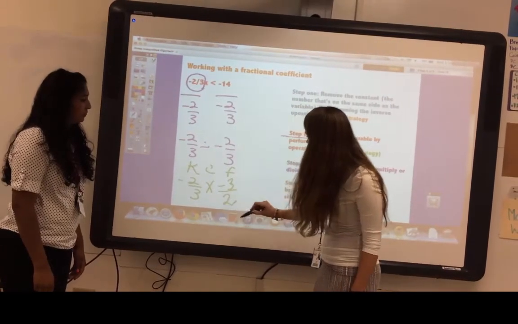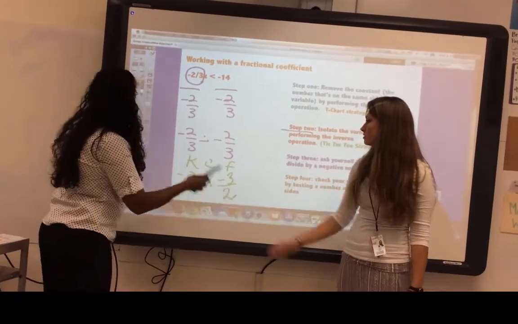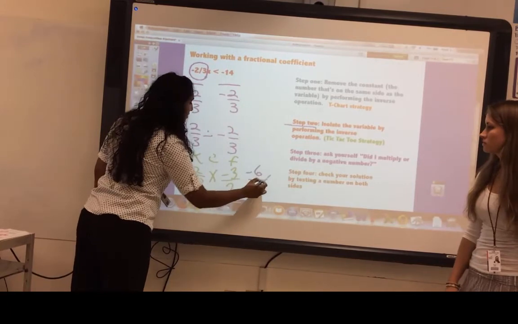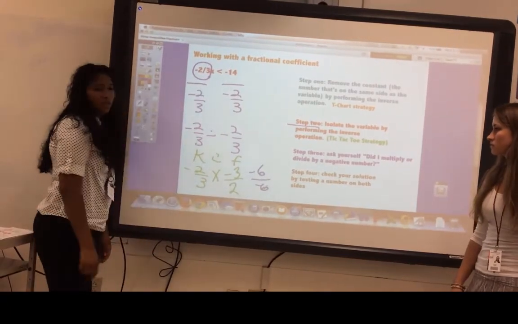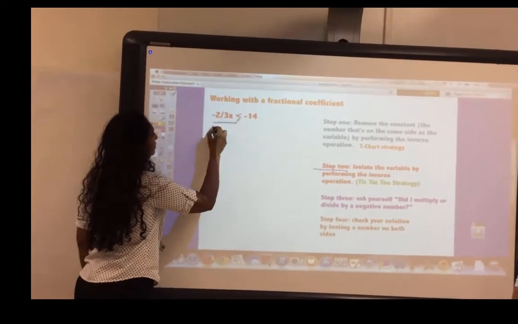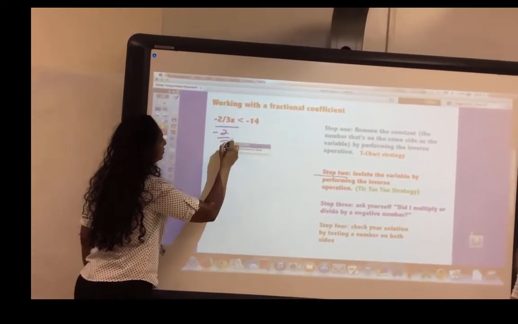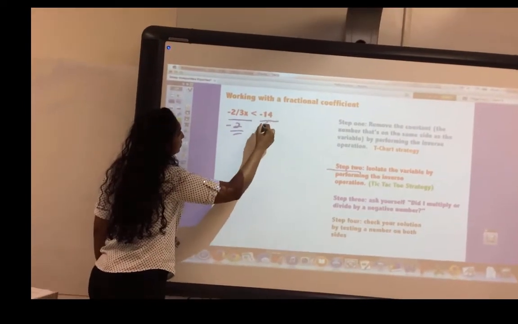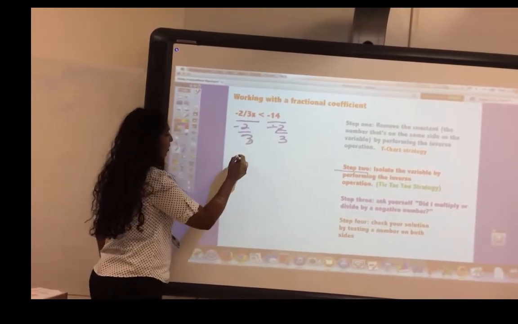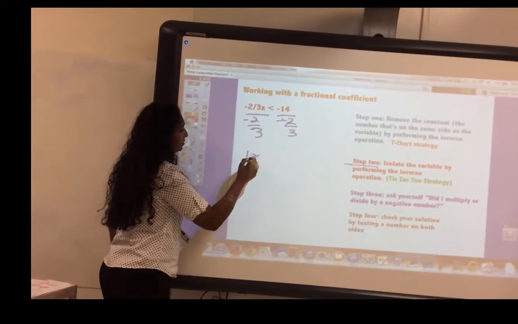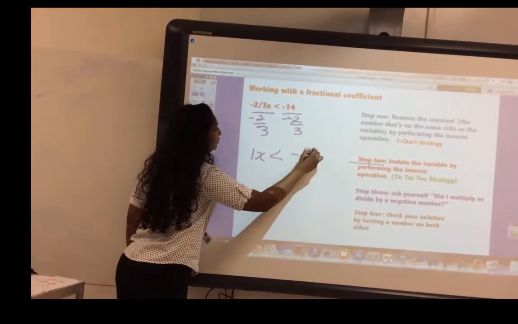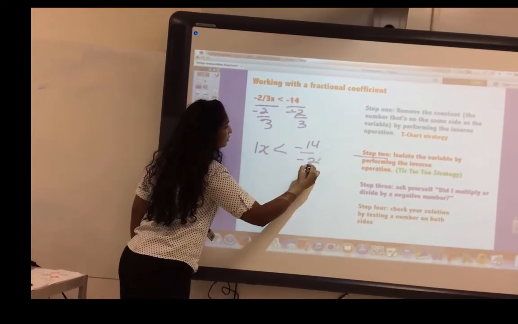Over 2. Okay? And when we multiply, we're going to see that we end up with negative 6 over negative 6, which has a value of 1. Okay? So when we divided by a negative 2/3, we got 1. So we got 1x, and remember we don't have to have that 1 there, is less than negative 14 divided by negative 2/3.